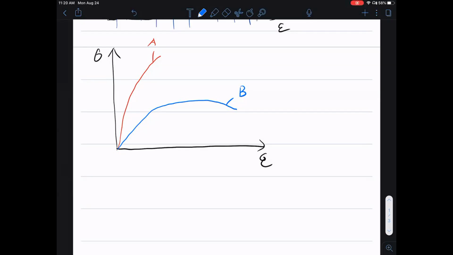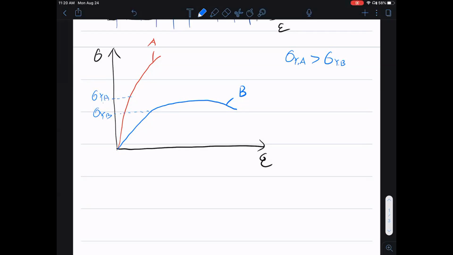Okay. Then how about yielding strength? Which material has higher yielding strength? A or B? A. Yeah, A has more yielding strength. Yielding strength for B, it's probably somewhere around here. For A, pretty linear, maybe it's somewhere around there.